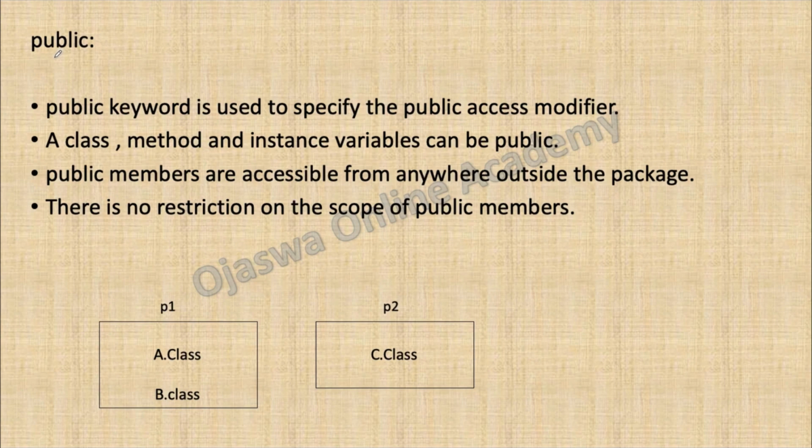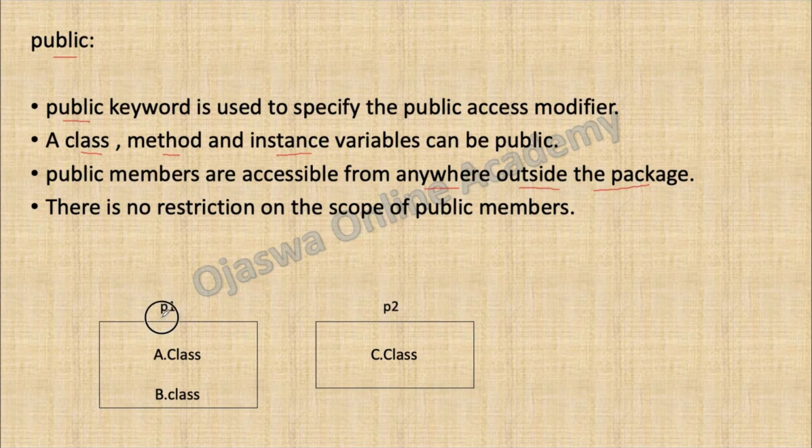Let us try to understand what the public access modifier is. The public keyword is used to specify the public access modifier. A class can be public. You can declare class, method and instance variables as public. Public members are accessible anywhere outside the package. There is no restriction on the scope of public members. It is the widest scope.